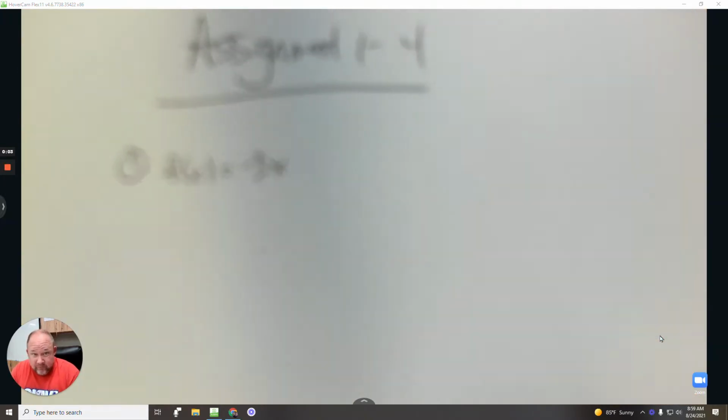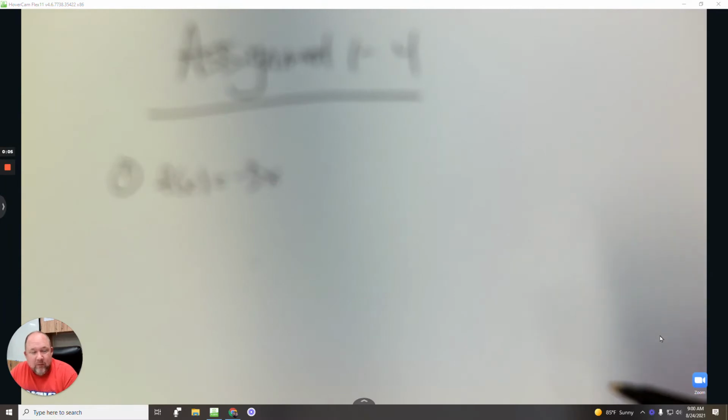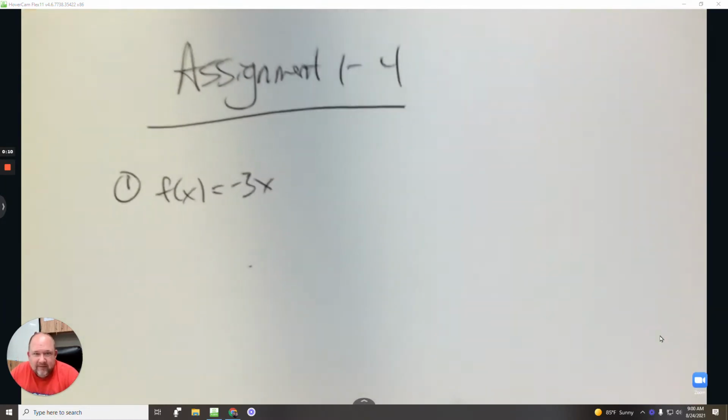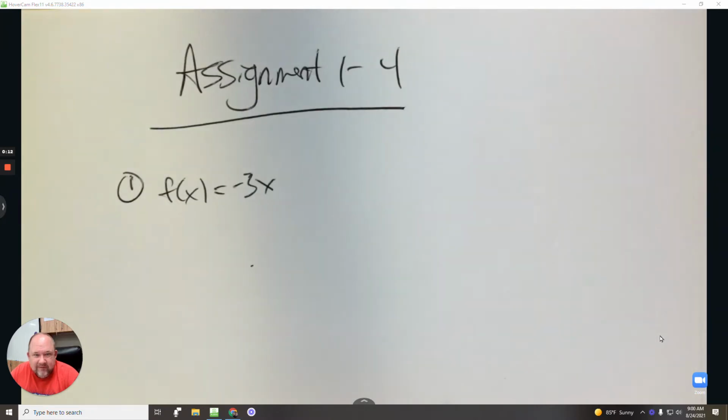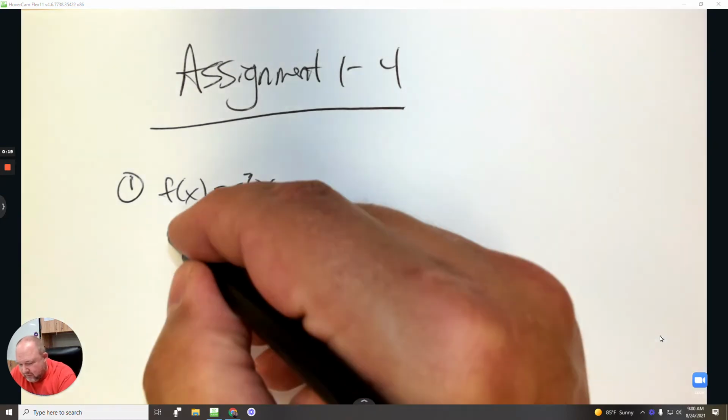All right, so here's assignment 1-4. Question number 1 is to find the derivative. That's kind of blurry. Let's see if I can focus it in. There we go. How do you find the derivative using limits? I'm going to tell you the next lesson is shortcuts, and then we're just doing shortcuts. So it's good practice for you.